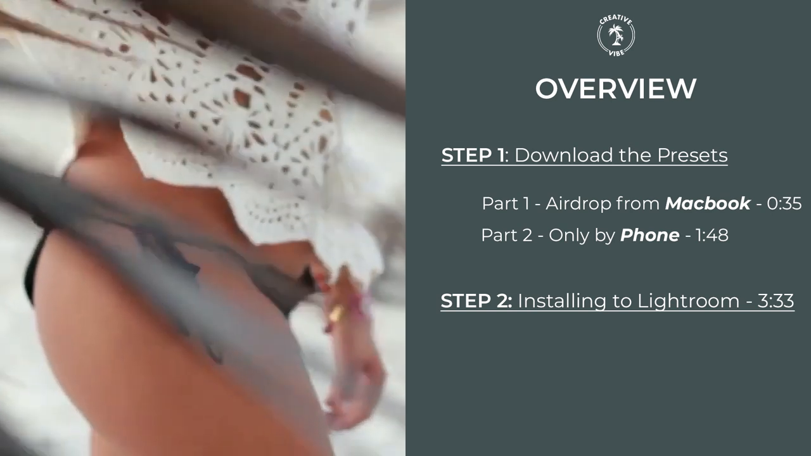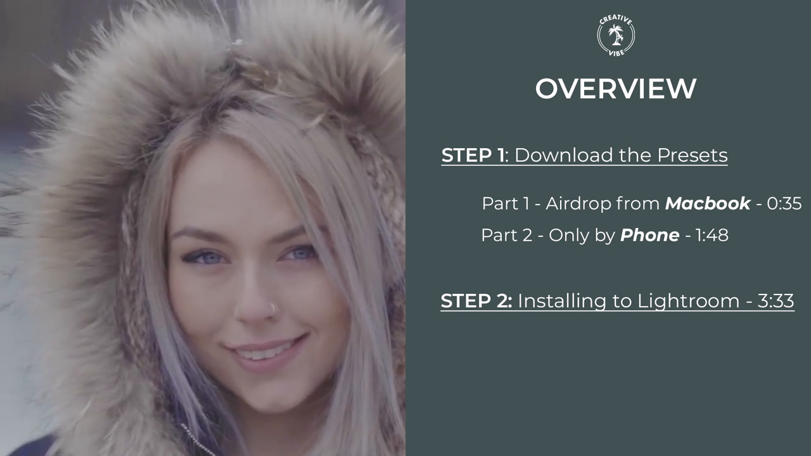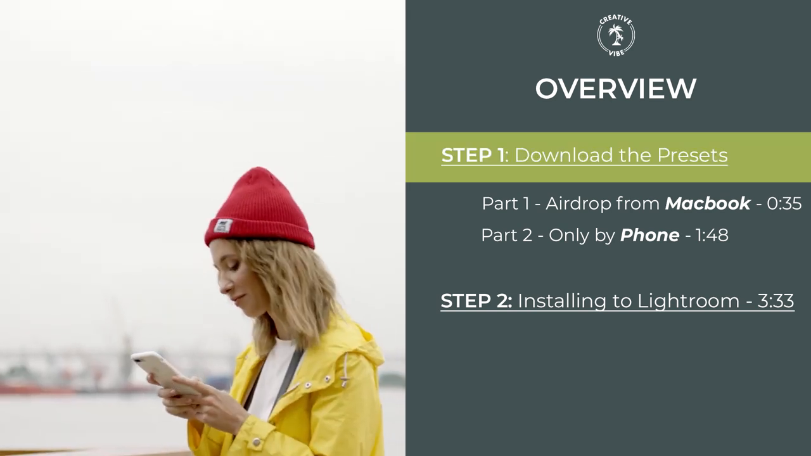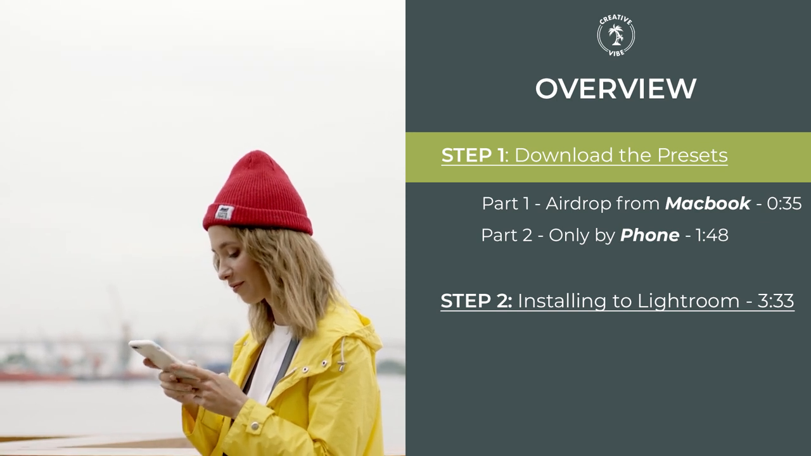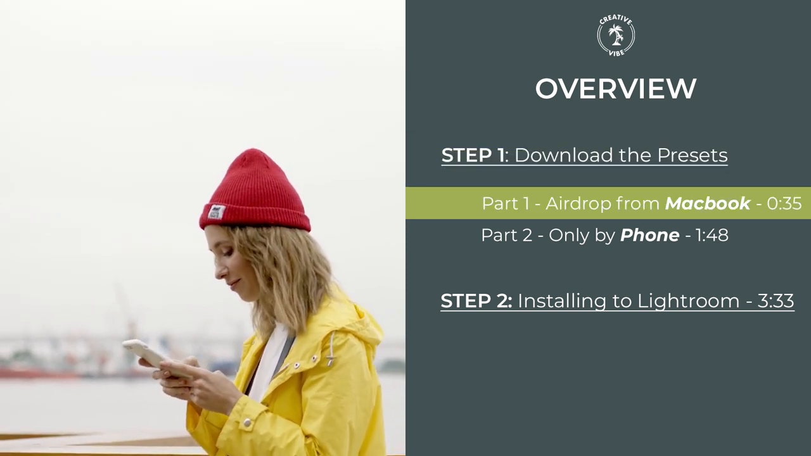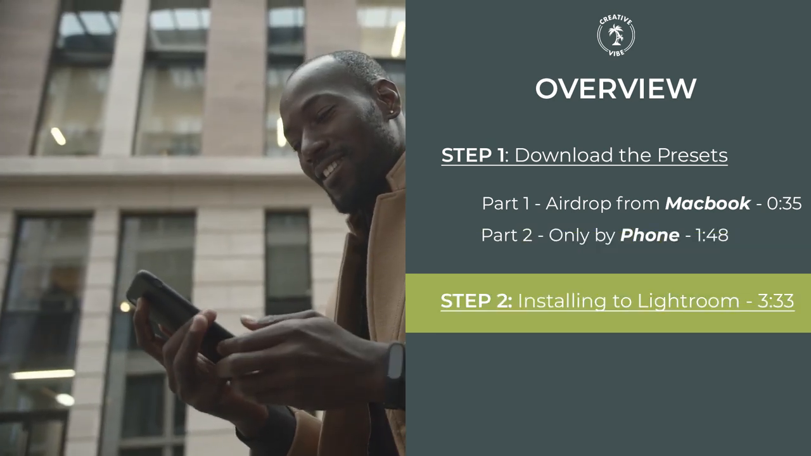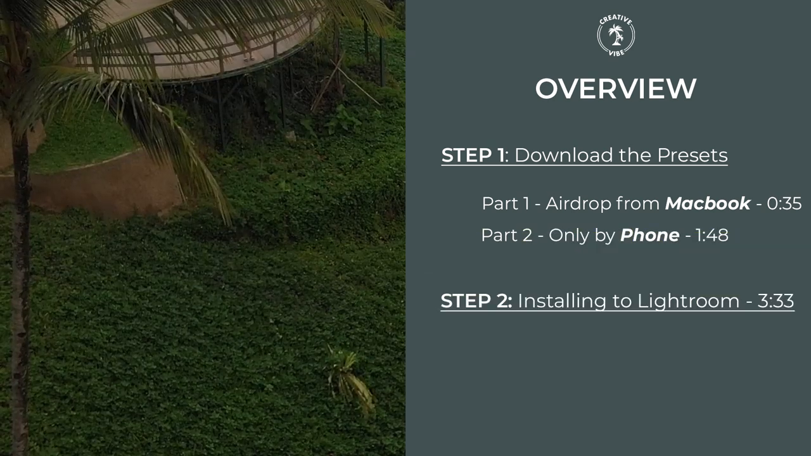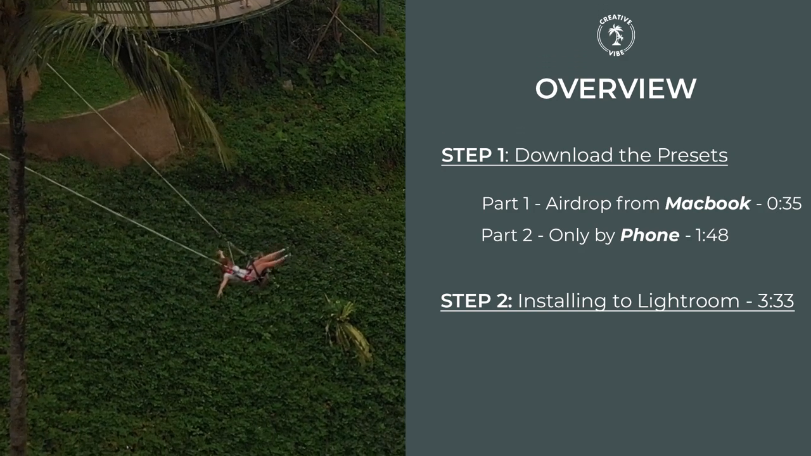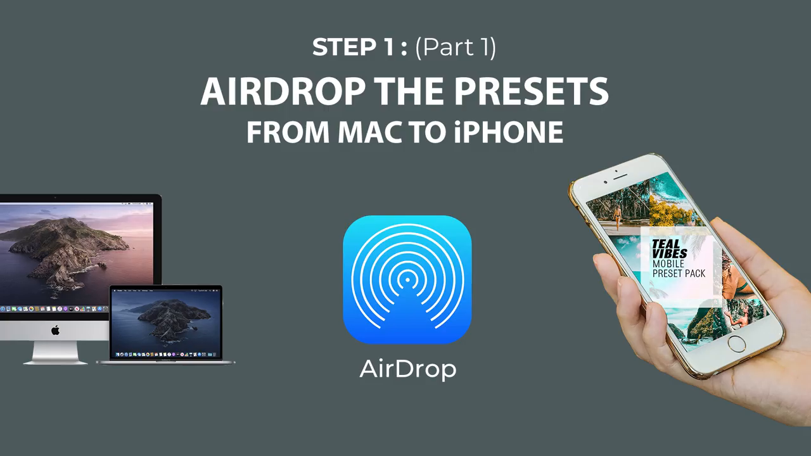All right, here's a quick overview, and we're going to break this down into two simple steps. One, downloading the presets into your phone, whether it's through your MacBook or straight from your phone. And step two, installing the presets into Lightroom. We've provided the time code to each step, making it super simple for you to jump ahead. So the quickest and easiest way is to AirDrop the presets from your MacBook to your iPhone.